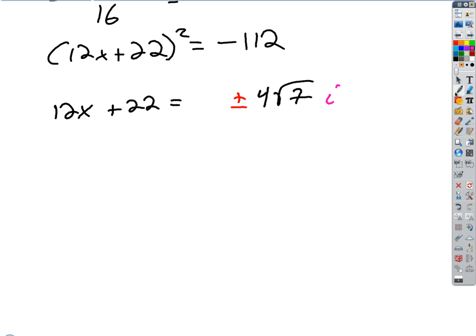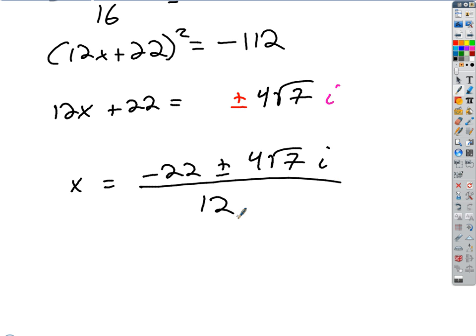Add negative 22, where's it go? Front. Front, then divide by 12, right? So if I do both those things, x would equal negative 22 plus or minus that, all over 12. So would you divide? What's the last step? Two goes into all of them, so divide it all by 2.